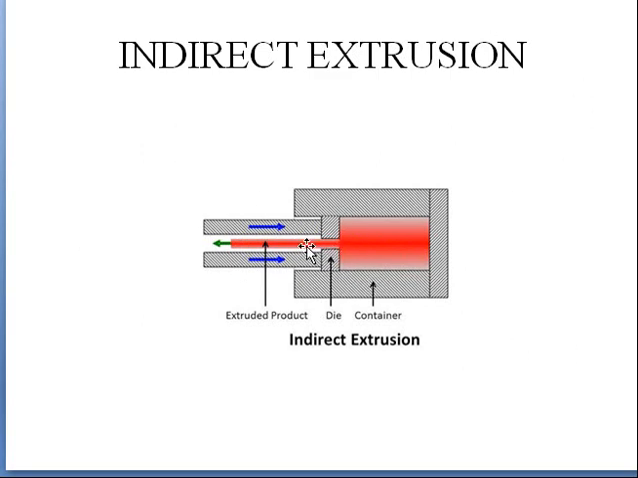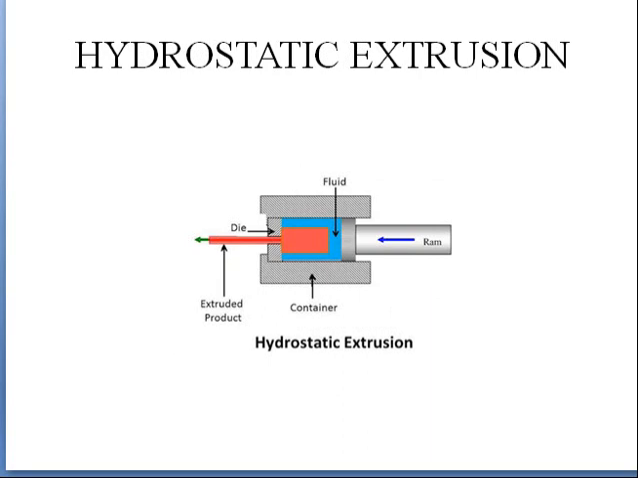Now in case of both direct and indirect extrusion, there is a contact between the ram and the container and the billet and the container. Here there is a lot of frictional force and the ram should overcome the frictional forces offered by the container, and to eliminate this defect we have chosen a hydrostatic extrusion.